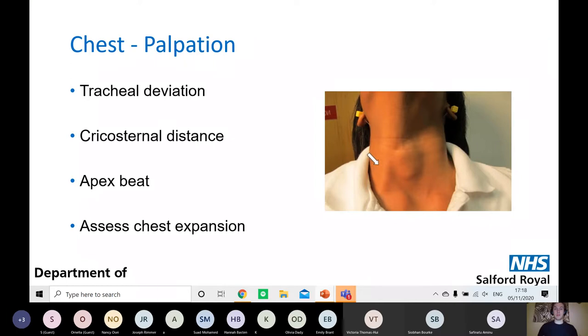So on our patient, we put our hands round nice and firmly. They've breathed all the way out. Thumbs are floating and touching together. And when you ask them to take a deep breath in, what you see, your left hand, which is on the right side of their chest, doesn't move. Your right hand, which is on the left side of their chest, moves up and out like that. So club fingers, we've got a tracheal deviation towards the right, and we've got no chest expansion on the right side of their chest.